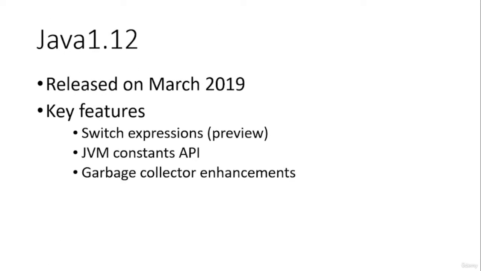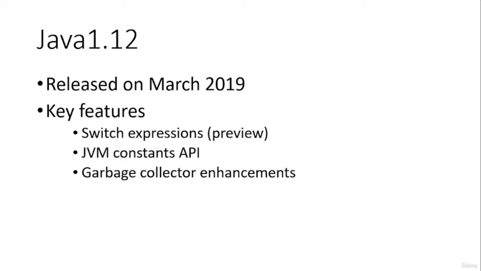Next we will discuss Java version 12. This was introduced in March 2019. Key features include switch expressions, which means previously switch statements were there. Switch expressions are a much more compact form of switch, which allows us to use arrow notation in switch. It also introduced a new keyword called yield, which is also introduced in JDK 1.12.